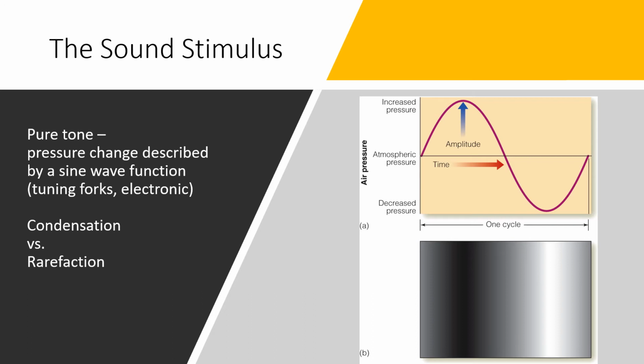On the bottom, this is again from Goldstein. I'm going to steal some of these because the pictures are just helpful. He's showing that the blacker it is, the more condensation, the closer together those air molecules are, and the whiter it is, the farther away. So that white point is the point of the highest rarefaction. And I'm going to talk about time, amplitude, and frequency as we move forward.